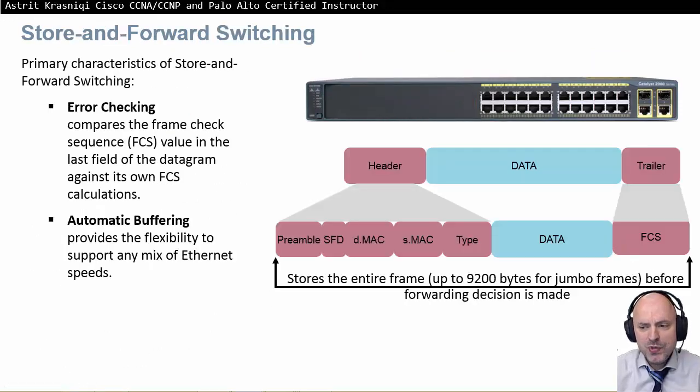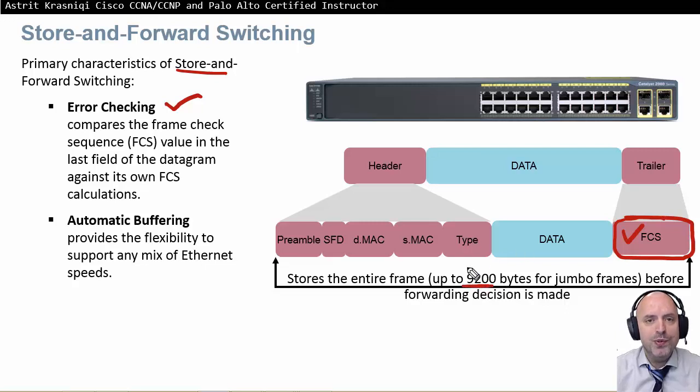Okay, so store and forward switches do the error checking, making sure they calculate this frame check sequence before they forward it. So they will not forward any frames that have been corrupted. They can store up to 9,200 bytes for jumbo frames before they forward them. And automatic buffering provides the flexibility to support any mix of Ethernet speeds.